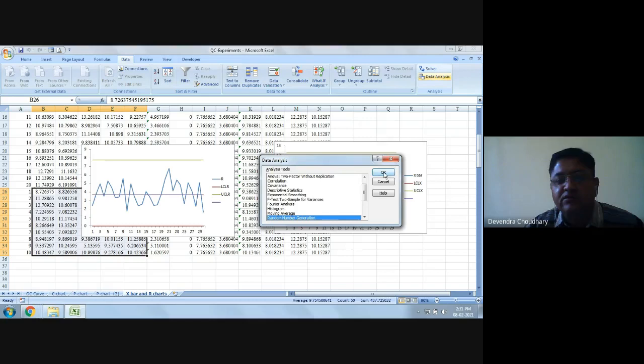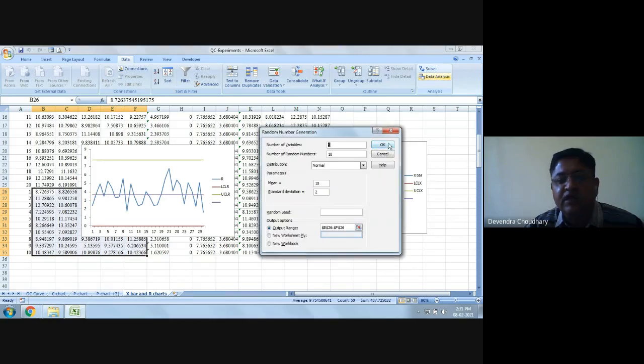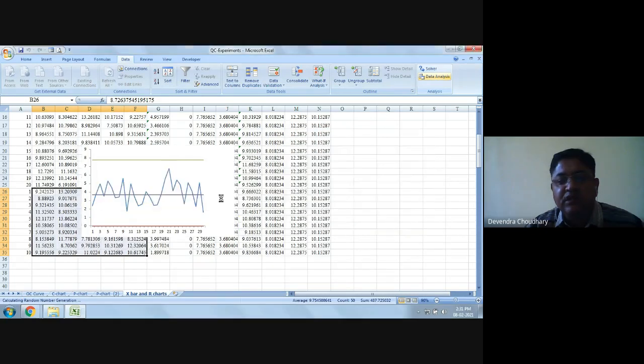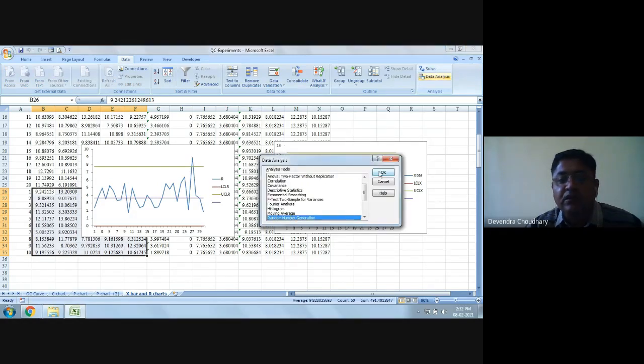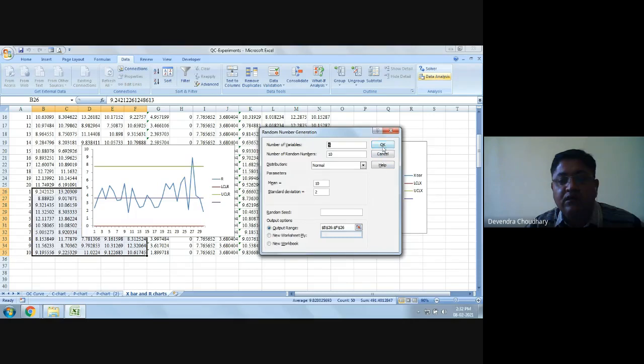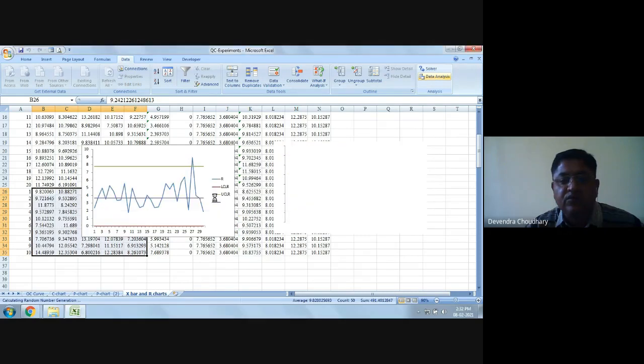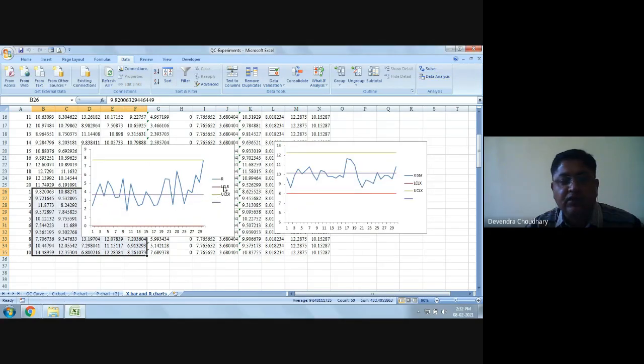Again, generate random numbers for the same setting. Sometimes you will see that a point may go out on the R chart, but the X bar chart is not showing it. So that's why we need to monitor both the charts. You can have another experiment, another set of readings for the same setup. You see, right? So you can see what is happening right now.